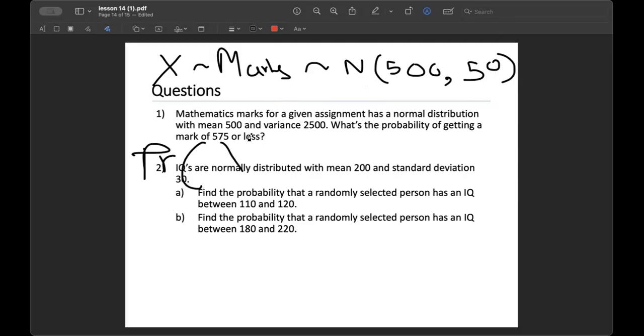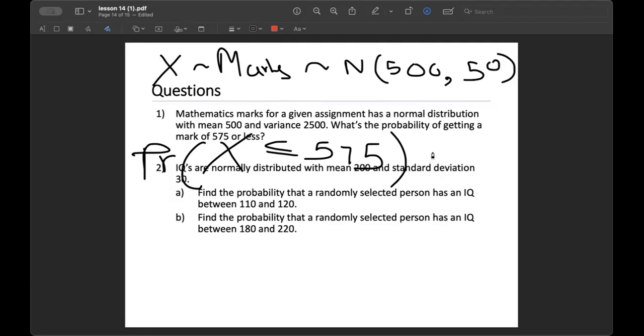That is the probability X greater than, which is X 575 or less, no? Then X less than or equal to 575. Probability of X being less than or equal to 575. Did this part make sense? Yeah.